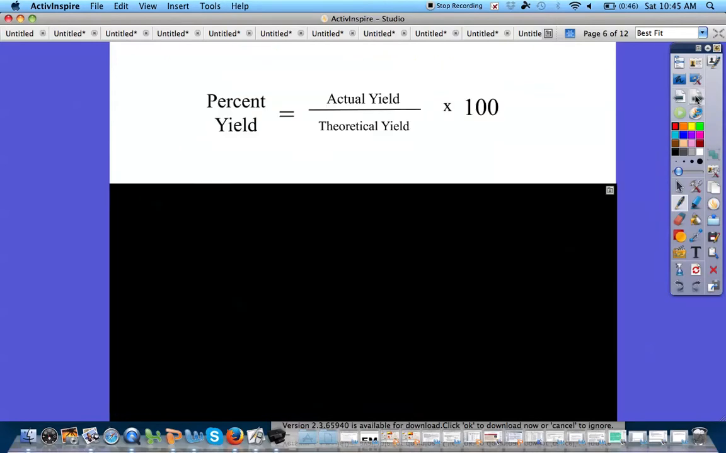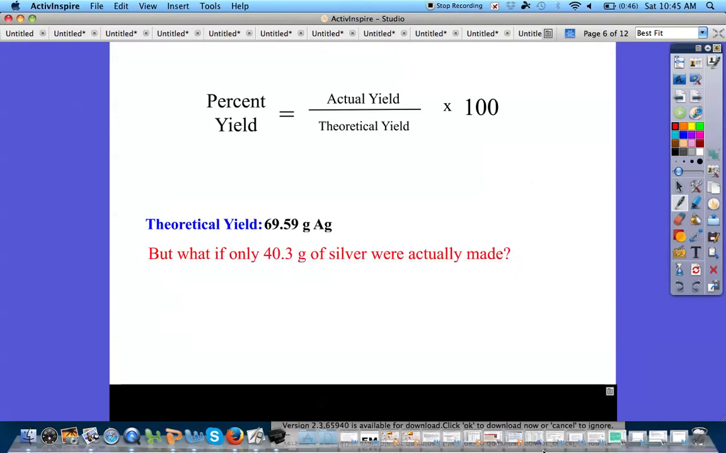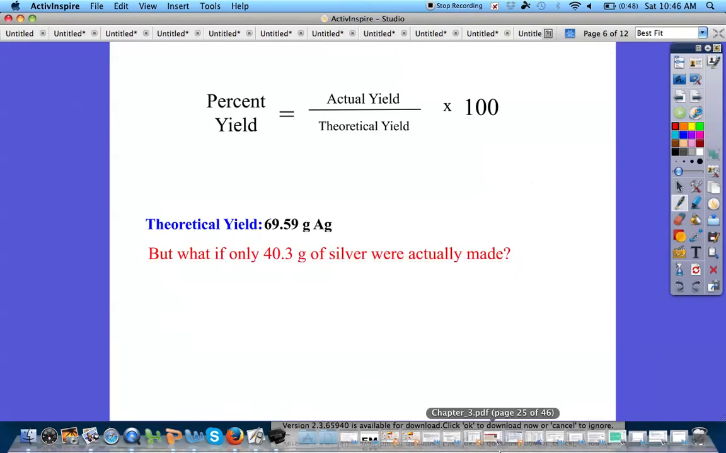Percent yield takes the actual yield, this is going to come from the experiment, divided by the theoretical, what we just calculated from the stoichiometry, and multiply it by 100. So we got a theoretical yield on the last slide of 69.59, but we want to know what the percent yield is if only 40.3 grams of silver were actually made.